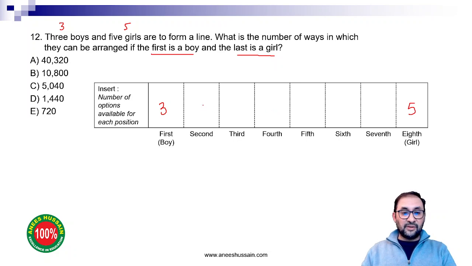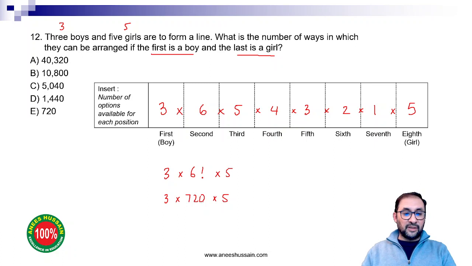So you have 6 options for the second position, 5 for the third, 4 for the fourth, 3 for the fifth, 2 for the sixth, and 1 for the seventh. So it's 3 multiplied by 6 times 5 times 4 times 3 times 2 times 1 times 5. So this is basically 3 times 6 factorial times 5. Now, if you remember, 6 factorial is 720. You have 3 into 720 into 5.